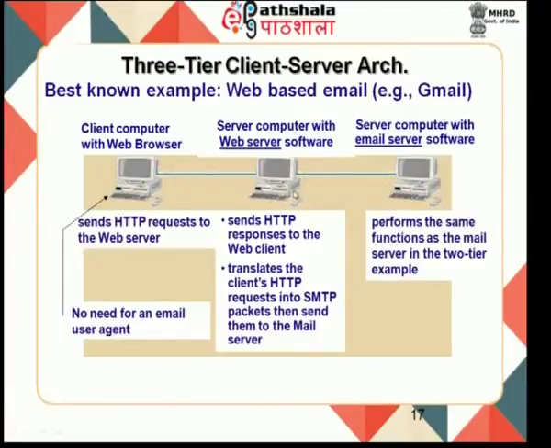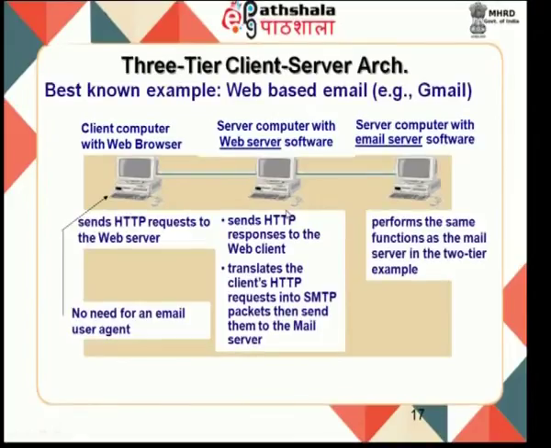So, what is the difference between a two-tier and a three-tier? We now have a web server that is between the web browser and the email server. So, how does this client computer get connected to the email server? The web browser first gets connected to the web server and then it gets connected to the email server. How does a web browser get connected to the web server? We have seen about the HTTP protocol in the last module. Here the web browser sends any messages through a protocol called HTTP.